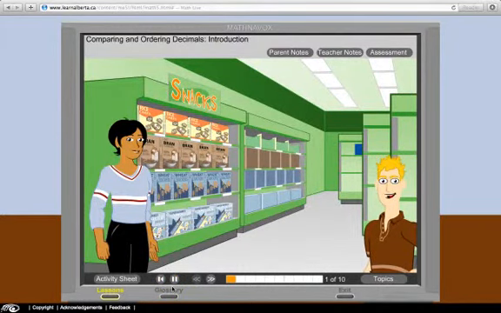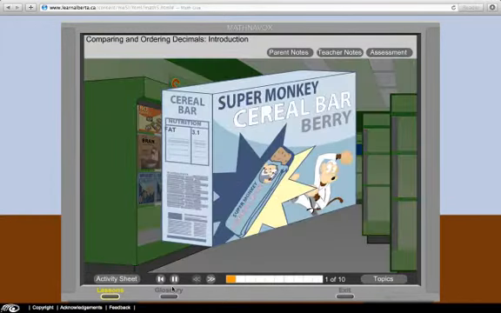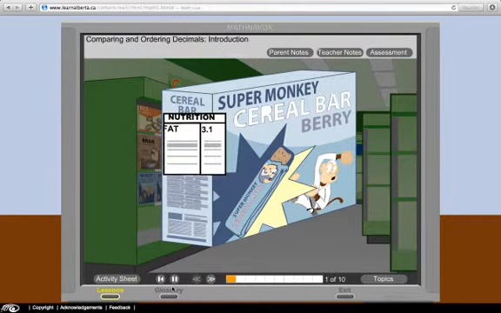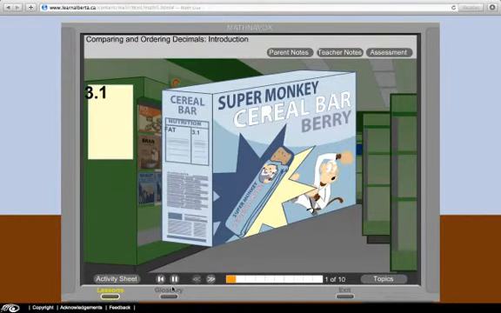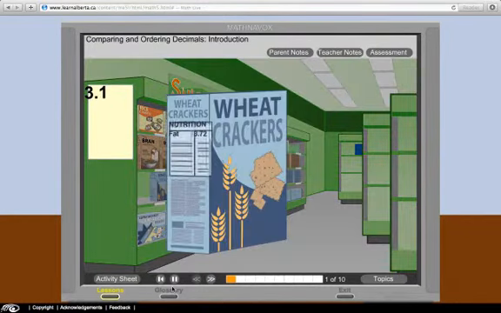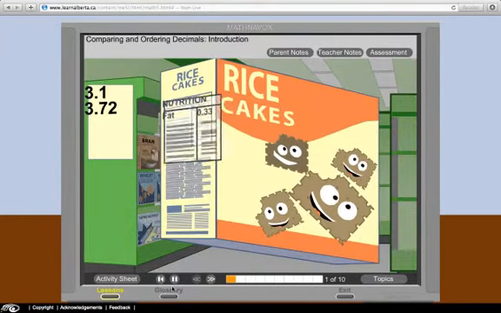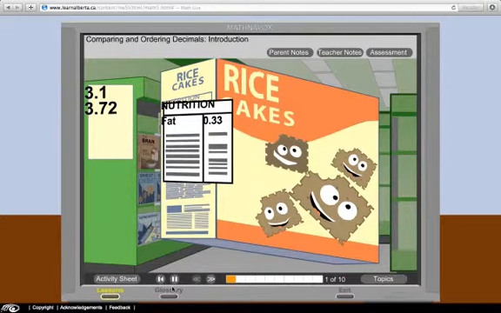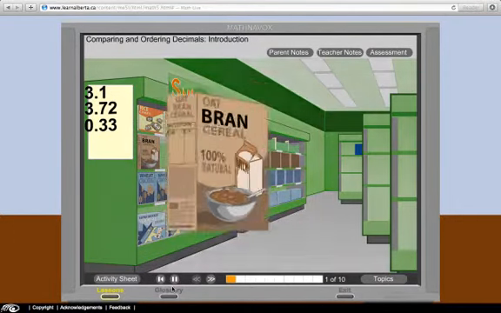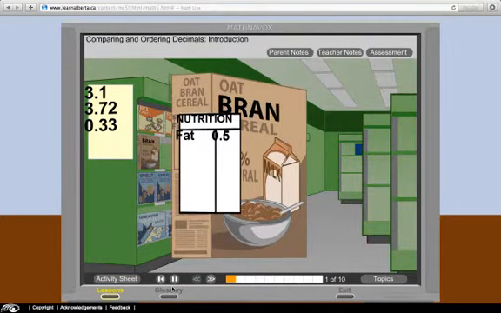We should first check how much fat is in each serving. Then we should choose the item with the least amount of fat per serving. The cereal bars only have 3.1 grams of fat per serving. The wheat crackers have 3.72 grams of fat per serving. The rice cakes have 0.33 grams of fat per serving. And the bran cereal has 0.5 grams of fat per serving.